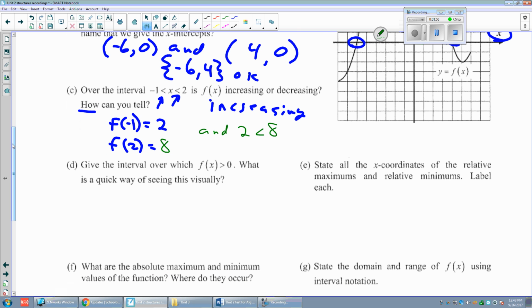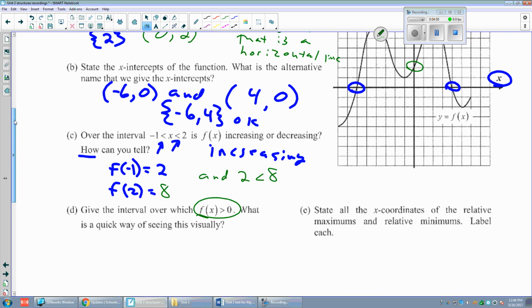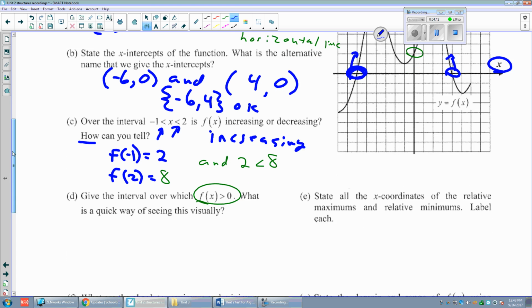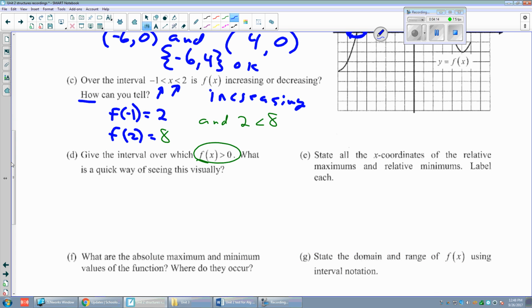Give the interval over which the function is greater than 0. What's a quick way of seeing this visually? Okay, first of all, the interval that's greater than 0. We just had the x-intercepts, and is it greater than 0? Yes, it is greater than 0 from there to there. So give it in interval notation. Greater than 0, not greater than or equal to 0.